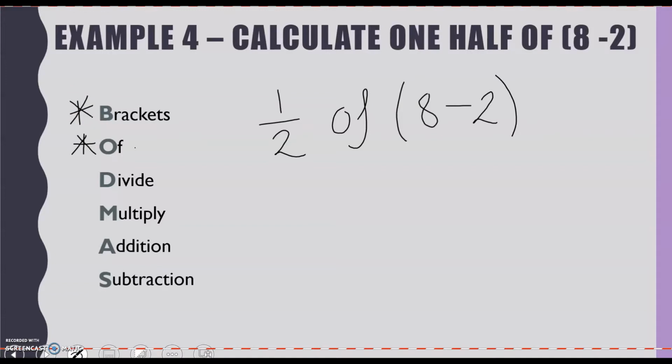So the first thing we need to do then is the bracket. 8 take away 2 is going to give us 6, and I've still got this half of at the start. So all we've got to do now is 1/2 of 6, and remember, a fraction of a quantity we divide by the bottom times by the top. So in this case, it's just really asking for 6 divided by 2, which is 3. 1/2 of 6 is 3.